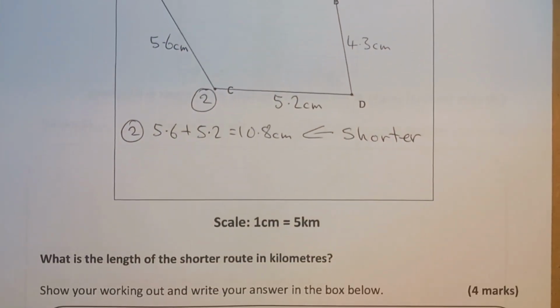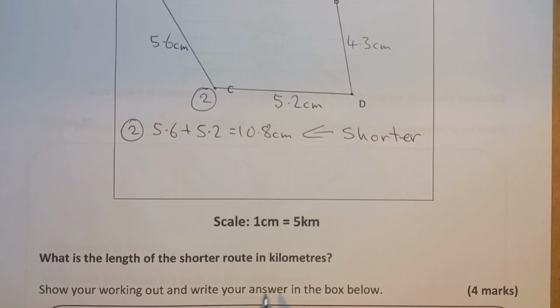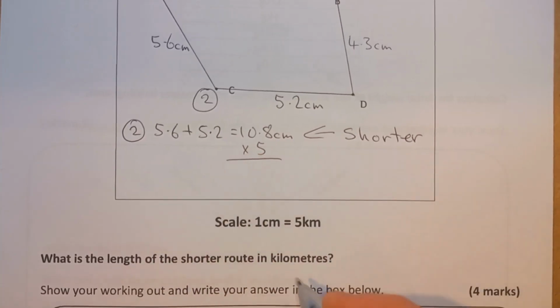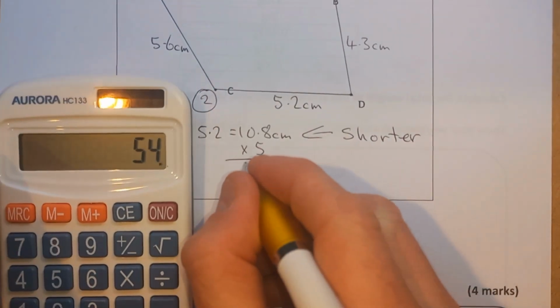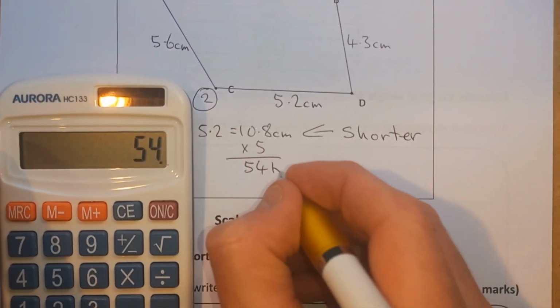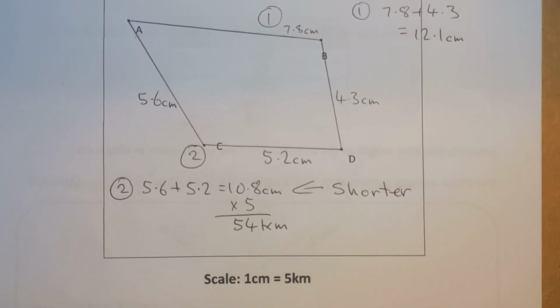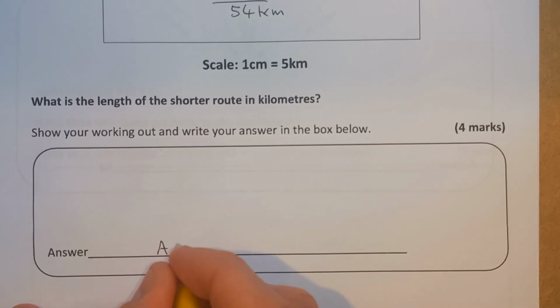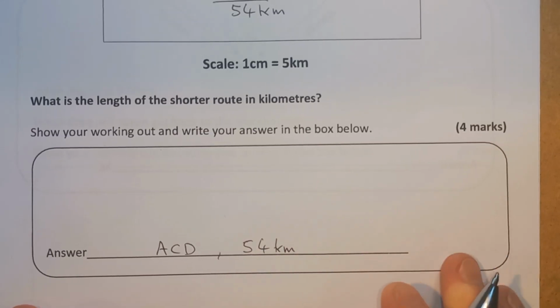But it does say, what is the length of the shorter route in kilometres? Well, if 1 centimetre equals 5 kilometres, then we're going to need to multiply this by 5. So we've got 54, and that is now in kilometres. Okay, so our answer, so we can say what route it was. The route we chose was 2, so it was the ACD route. So we can put ACD, and that was 54 kilometres.